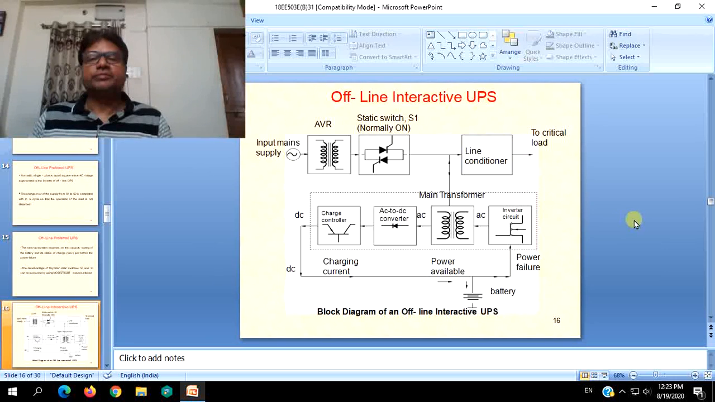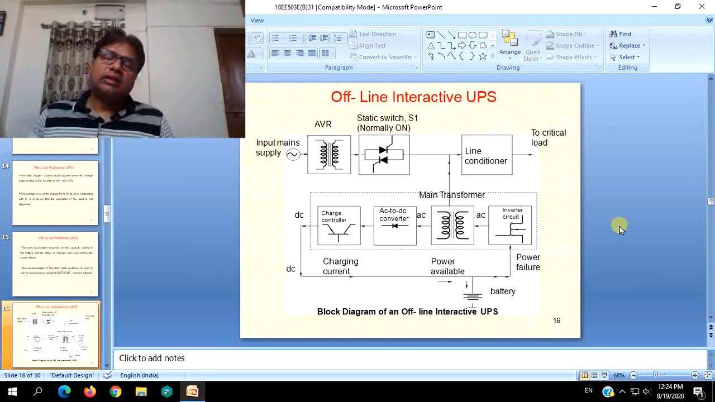Wave shaping is done. So there will be a sort of interaction between the static switch and this inverter control unit. That is why it is called an interactive UPS or offline interactive UPS. In this, further wave shaping will be done, and charge controlling of the battery is also done properly. These are the extra features which are available, and also this AVR provides electrical isolation, and the spikes are filtered.